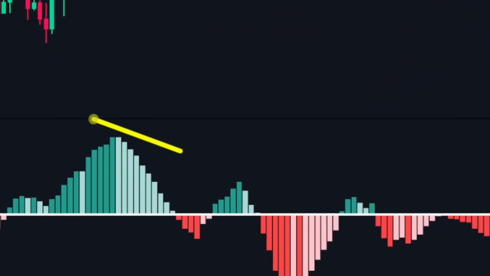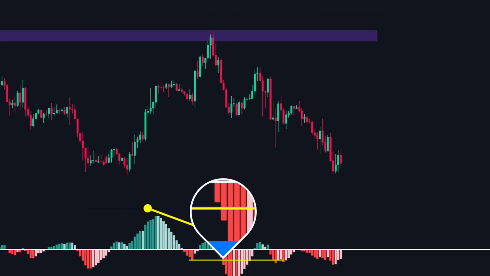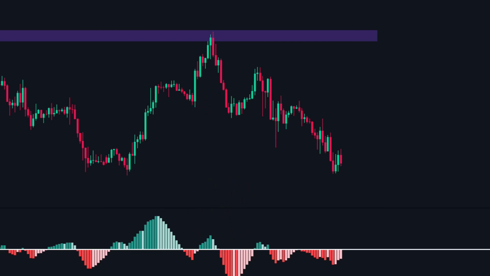These are the two tops. Here is the lowest point between them. We draw a line at that bar. Then we wait for the histogram to break below that line. On this bar, the histogram breaks below the line. So we enter a sell trade on the corresponding candle. As you can see, we saw a steep down move after our entry.